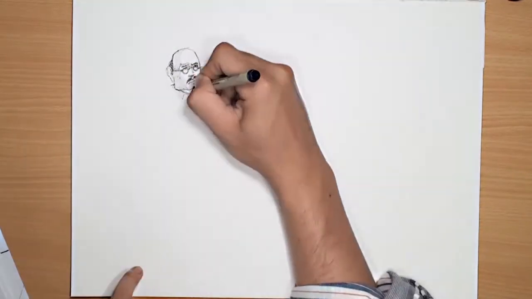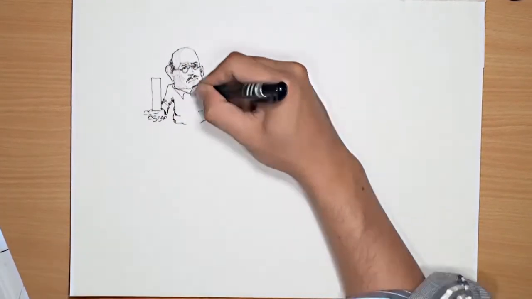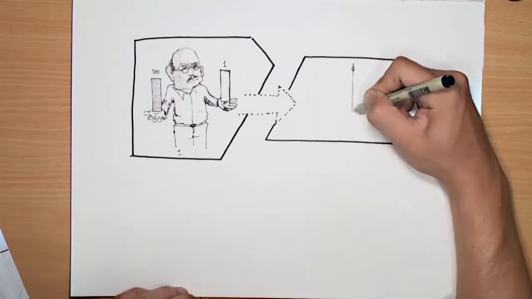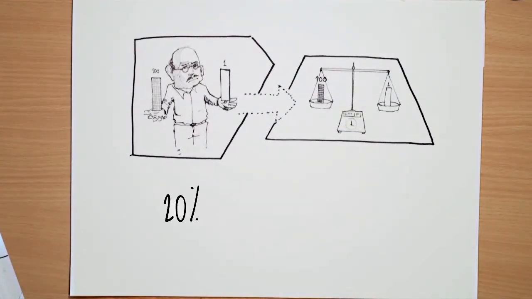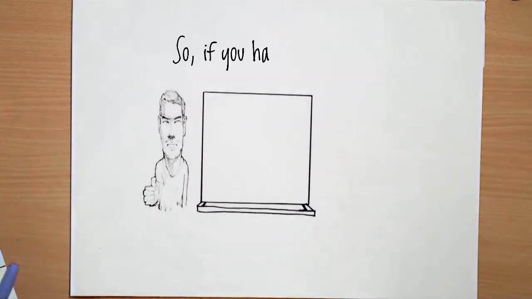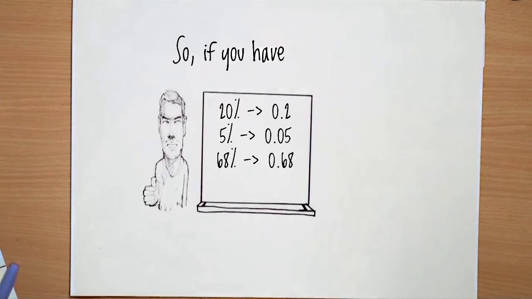You don't always have to express percentages with the percentage sign. Sometimes we don't like to say that 100 is the whole thing because we prefer to say that 1 is the whole thing. To convert, you simply divide the percentage by 100. So, if you have 20%, that is 0.2. 5% is 0.05. 68% is 0.68, and 553% is 5.53.